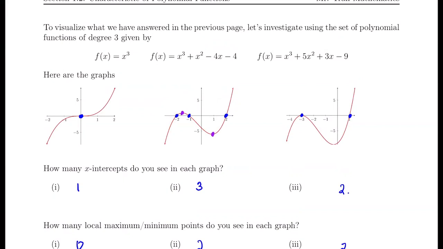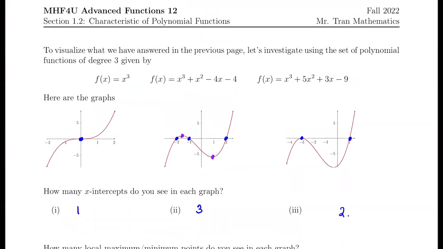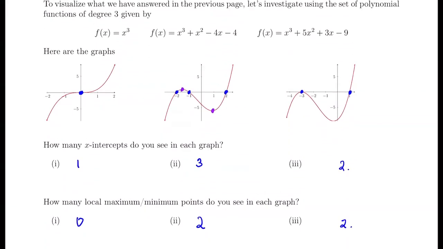Would it be possible that you could have 1 turning point for a cubic function? That's an interesting topic, but we'll save that for later.